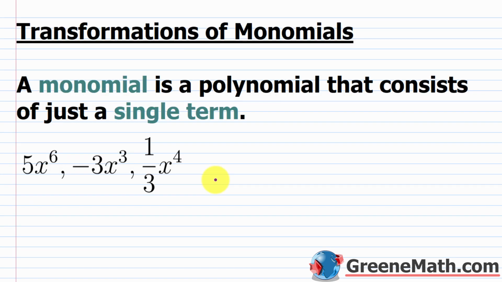All right, so at the beginning of this section in your book, they're going to start by talking about transformations of monomials. This is something that we pretty much already know how to do. We studied graphing transformations in great detail already, so I'm just going to run through this and do one example only. A monomial is a polynomial that consists of just a single term. So something like 5x to the 6th power, or negative 3x cubed, or 1/3 x to the 4th power. Each of those would be an example of a monomial, because it's a polynomial with one term.